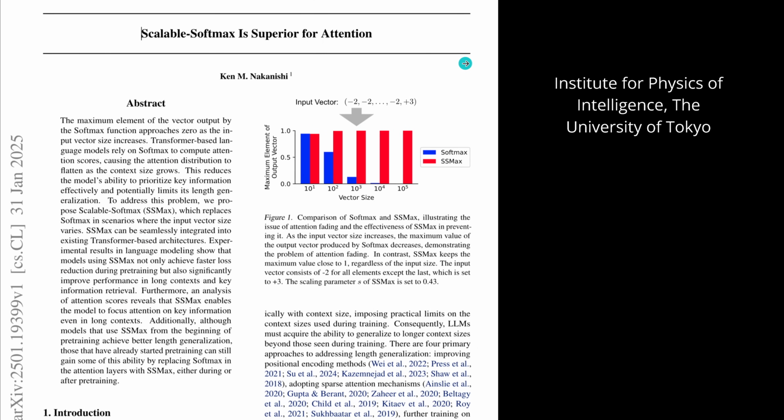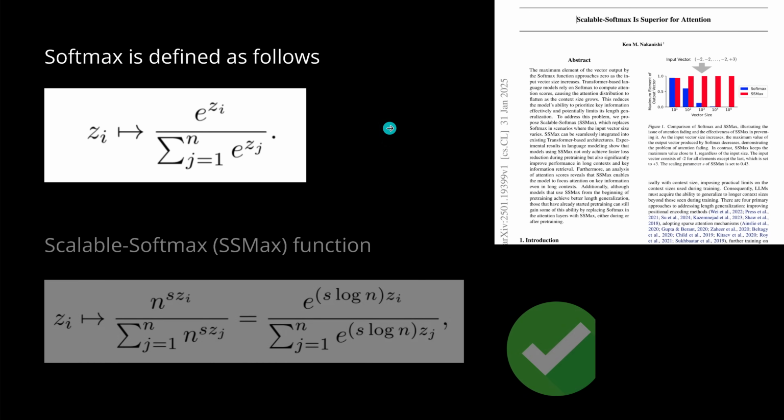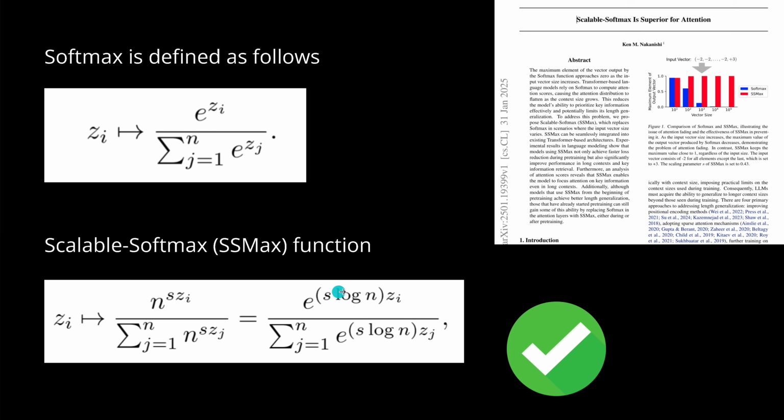And Meta now, with Llama 4, does something really interesting. We have this publication from the end of January 2025: Scalable Softmax is Superior for Attention. And Ken is from the University of Tokyo, Institute for Physics of Intelligence, and Ken found a solution. You just have to modify the softmax function, the mathematical function. So you go from the classical softmax and you just modify it a little bit.